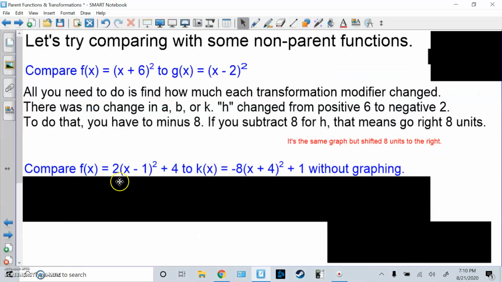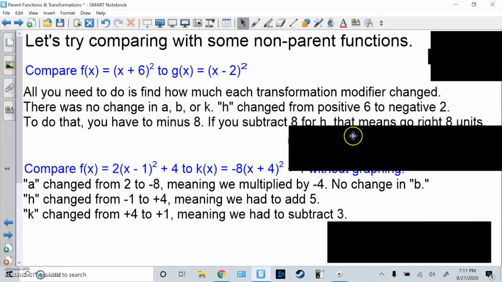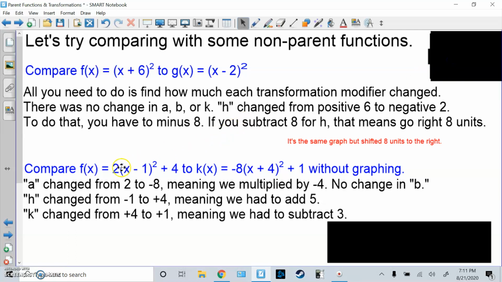Alright, then here's a harder one with a lot more things, but it's the same idea. Look at A, it's from 2 to negative 8. So you have to multiply by negative 4. There's no change in B. H changed from negative 1 to positive 4. That means you have to add 5. Again, that's your H. Then K changed from positive 4 to positive 1. It went down, so you subtract 3.